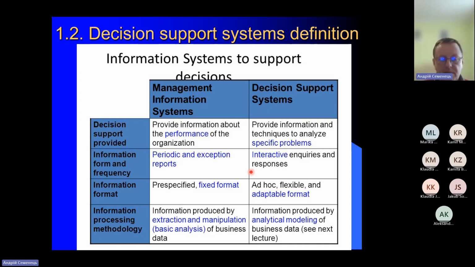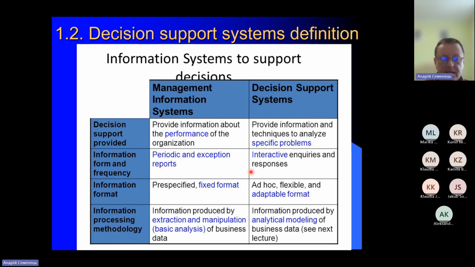In terms of the kind of decision supported, MIS is oriented toward information about the performance of the organization, while DSS provides information and techniques to analyze specific problems, sometimes very complex, and differs in information form, frequency, and habits of use. MIS usually provides exception reports on given periods, like weekly or monthly, while DSS is used for interactive inquiries and responses, and could be used even on a daily basis if necessary.